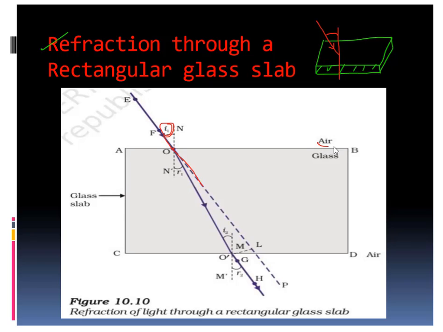Rarer medium means the medium which is having low density. Denser medium means the medium which is having high density. So if the ray of light is coming from rarer medium to denser medium, then the refracted ray.